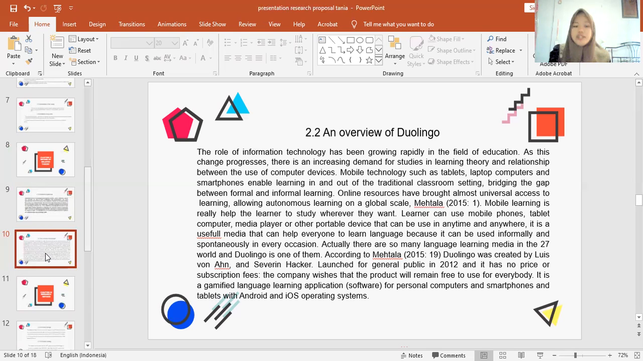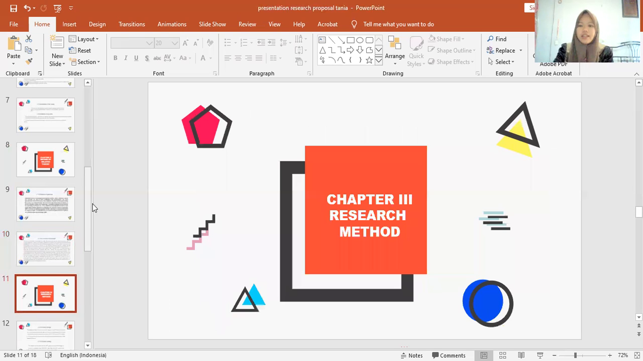According to Metala, 2015, Duolingo was created by Luis von Ahn and Severin Hacker, and launched for the general public in 2012. It has no price or subscription fees. The company wishes that the product will remain free to use for everybody. It is a gamified language learning application or software for personal computers, smartphones, and tablets with Android and iOS operating systems. Next, we move to the research.